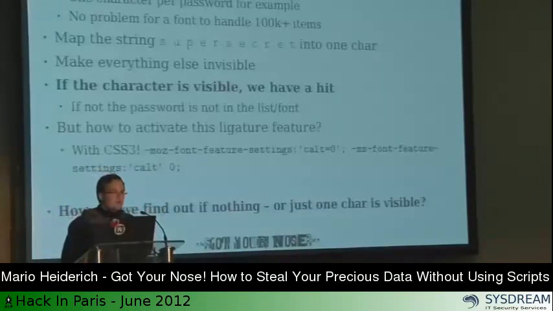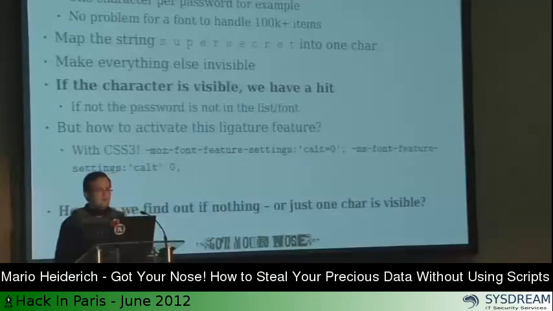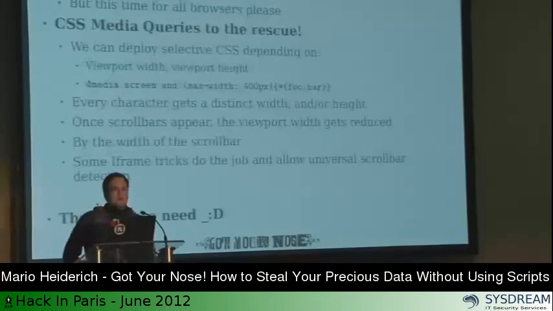So if the character or the group of characters is actually visible, we have a hit. We can determine the dimension, we can exfiltrate the data, we can use the intelligent scroll bars. You can enable the whole feature with the discretionary ligatures by using -moz-font-feature-settings in Firefox and in Internet Explorer -ms-font-feature-settings calt, like contextual alternatives. So I wanted to find out why the Google guys were skeptical and said, no, we're not going to fix it.